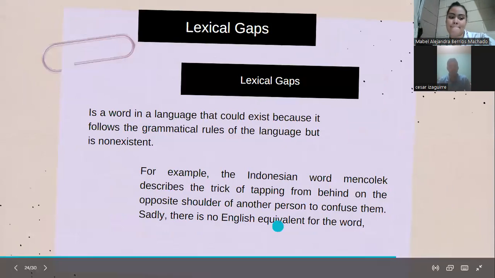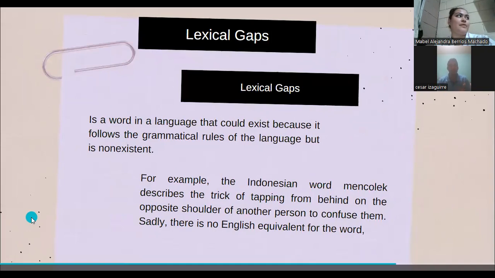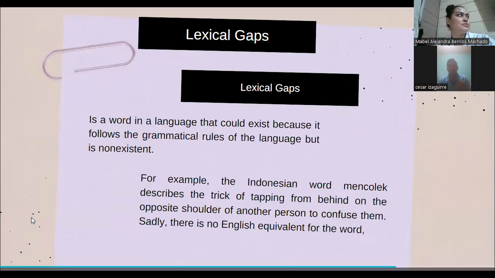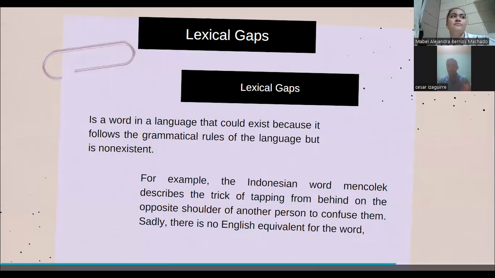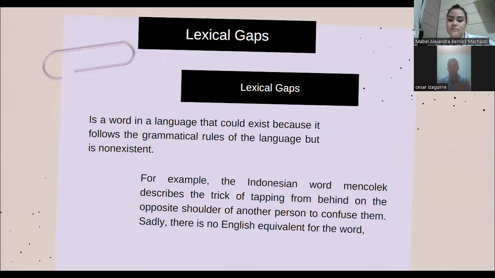For lexical gaps, we have two types. One is the systematic gap. This is a word in a language that could exist because it follows the grammatical rules of the language, but is non-existent. For example, the Indonesian word mekolek describes the trick of tapping from behind the opposite shoulder of another person to confuse them. Sadly, there is no English equivalent for the word.